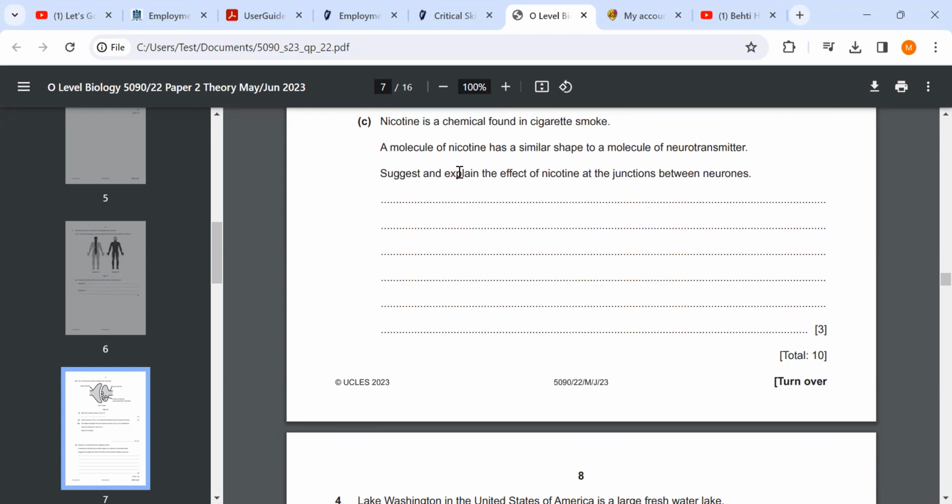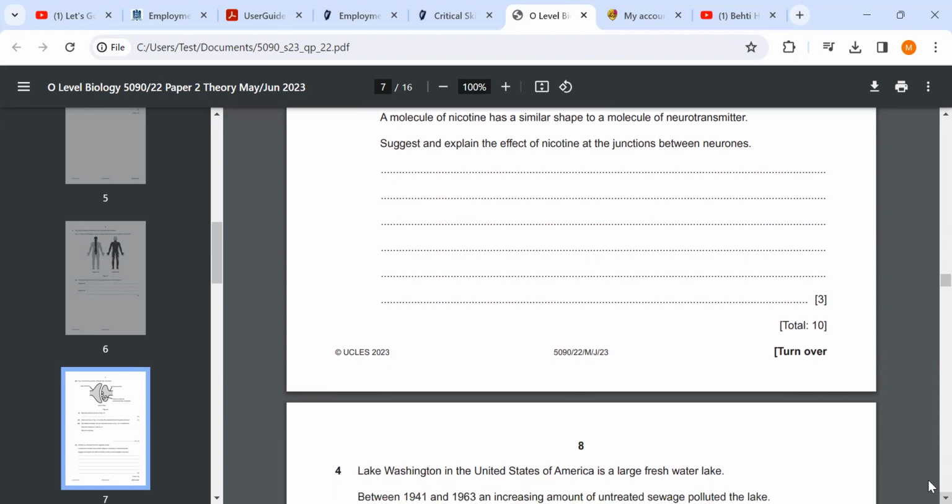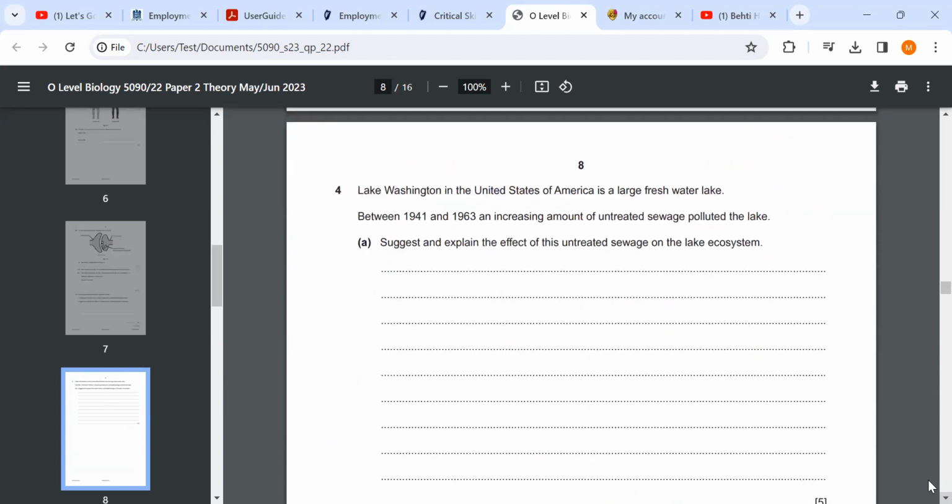Now, they ask about the effect of nicotine, and they say that it has a similar shape to the molecule of the neurotransmitter. As we all know, nicotine will bind to the postsynaptic membrane, and it will enhance the effect of the original stimulus which is being given. This will lead to the generation of a nerve impulse which will be able to transfer between the two neurons. Thus, an effector action would be produced.